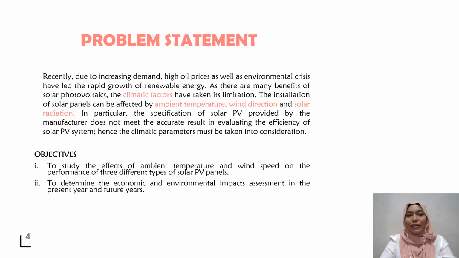Next is the problem statement. Recently, increasing demand, high oil prices as well as environmental crises have led to rapid growth of renewable energy. The climatic factor can be one of the limitations in solar energy. The installation of solar panels can be affected by ambient temperature, wind direction, and solar radiation. In particular, the specification of solar PV provided by the manufacturer does not give an accurate result in evaluating the efficiency of the solar PV system. Hence, the climatic parameters must be taken into consideration.